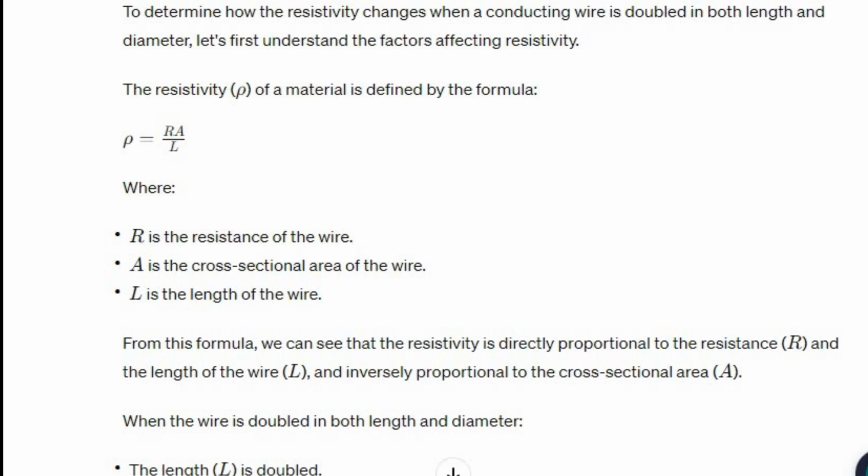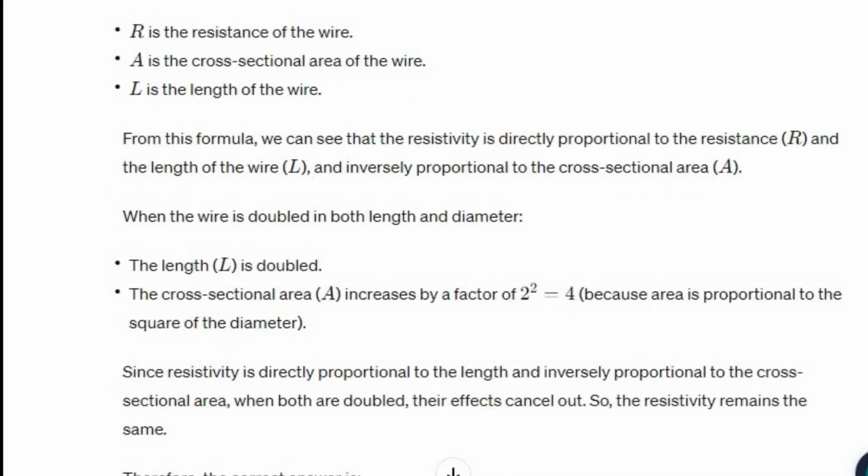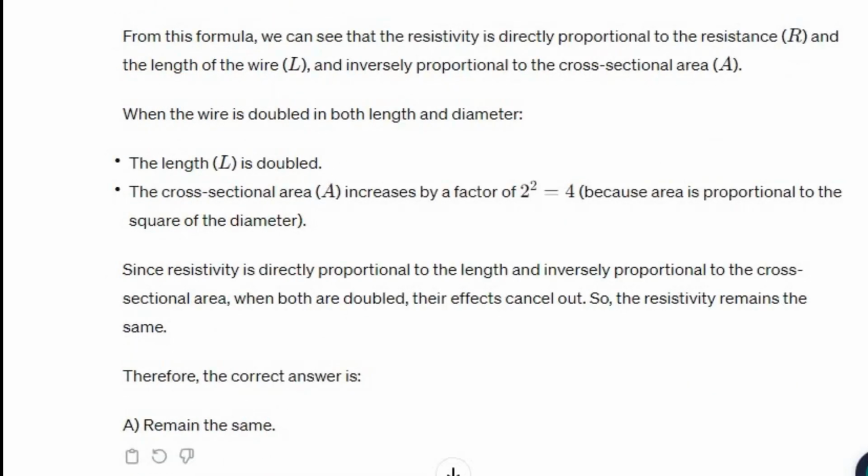When the wire is doubled in both length and diameter, the length L is doubled. The cross-sectional area A increases by a factor of 2 raised to the power 2, equal to 4, because area is proportional to the square of the diameter. Since the resistance scales with length over area, the effects cancel out, so the resistivity remains the same. Therefore, the correct answer is A, remain the same.